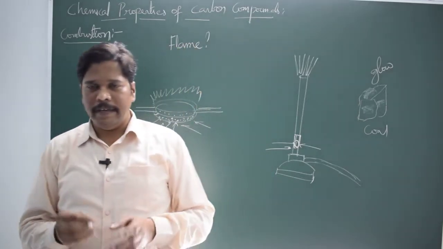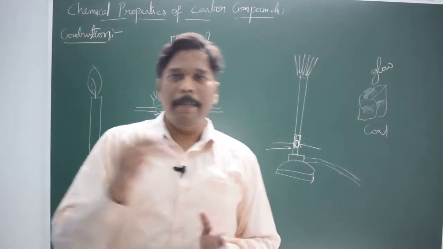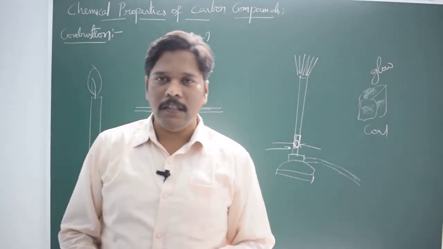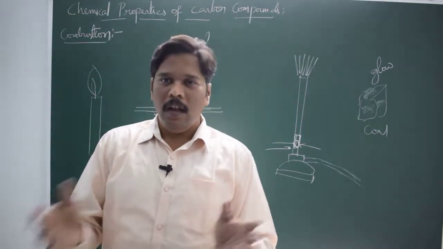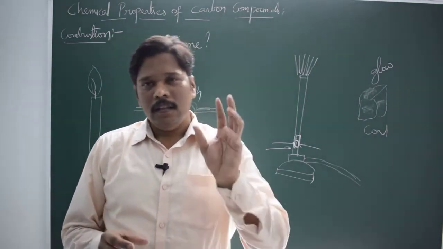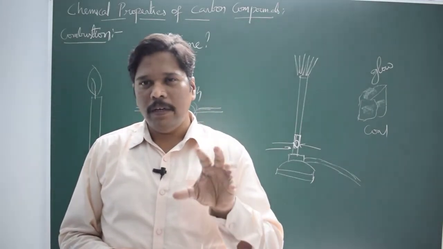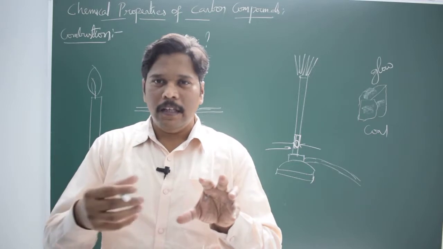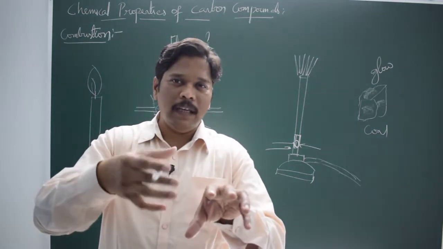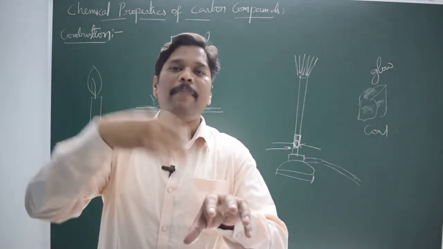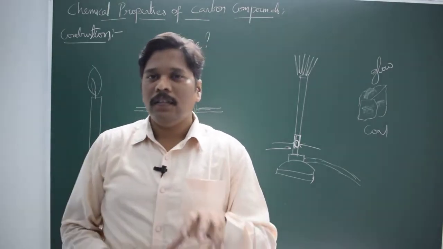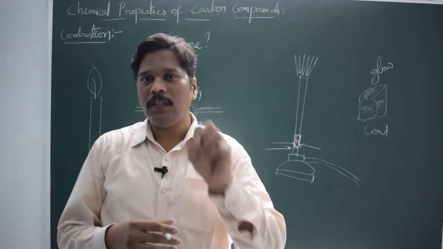Even wood also, when we burn the wood, initially we can see a large amount of flame. Later, even when the flame is put off, we can see the reddish glow for the wood or the firewood. It is because all the volatile material which was present has evaporated, and you have the wood in the solid form which is burning.